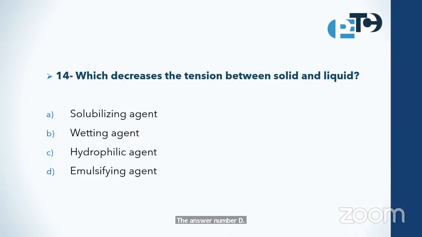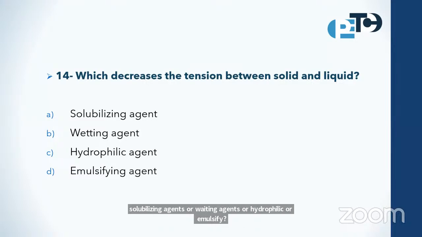Which decreases the tension between solid and liquid? It's an important question also. Here's the tension between solid and liquid. Which type of agents will decrease this? Is it a solubilizing agent, a wetting agent, hydrophilic, or an emulsifying agent?